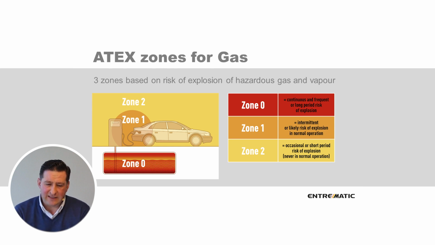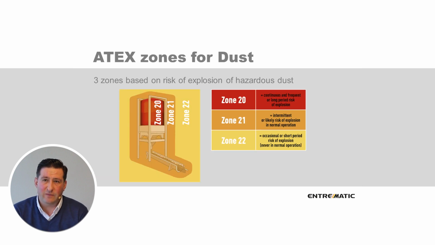So you see the difference in the gas situation: it is zone 0, 1 and zone 2. If you go to the next slide, you see that now we talk about dust. And for dust, we talk about zone 20, 21 and 22. It's the same logic as in the previous slide for the gas zones, but you put an extra number, so the zone is always 2 digits. Same logic: zone 20 is the highest risk, zone 21 medium risk, zone 22 the lowest risk.